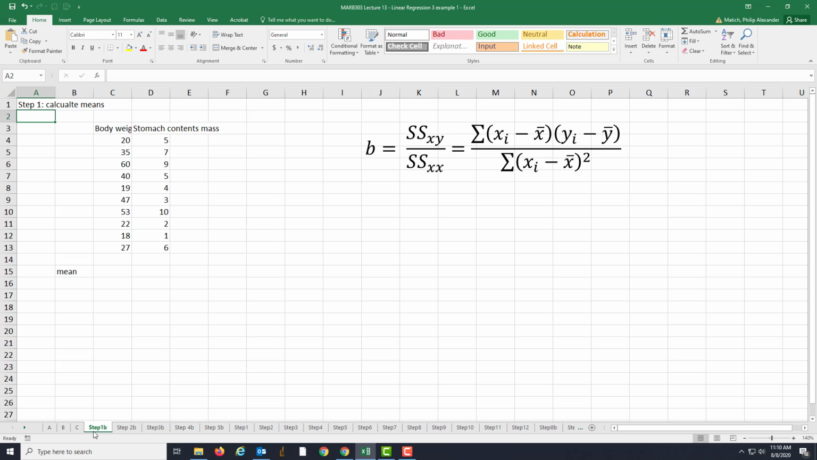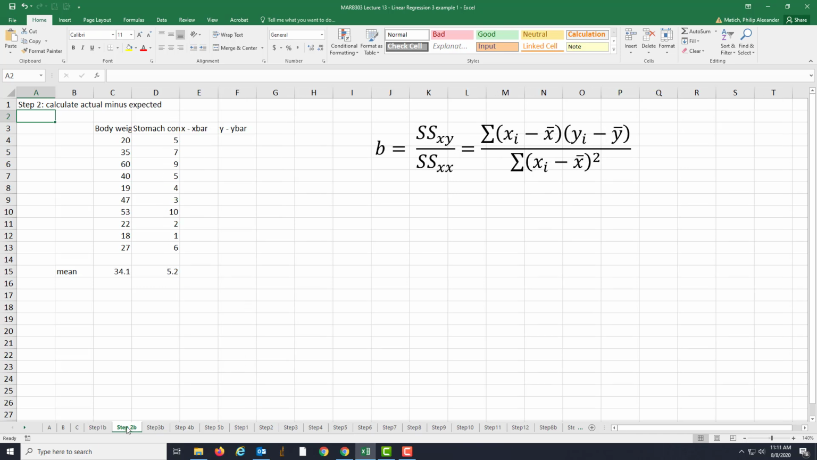So let's go through some practice here. We can go through and calculate the slope of our respective regression line, again using both of the formulas, getting comfortable using both of these formulas. For this particular formula, we need the means of both body weight and stomach contents mass, so our x's and our y's, so that's going to be our first step.